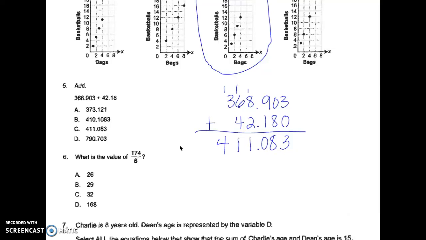And when I get done, I end up with 411.083. Do I see that choice over here? Yes. Yes, I know I did it correct. When you're going along, if you don't see your answer choice, what does that tell you?